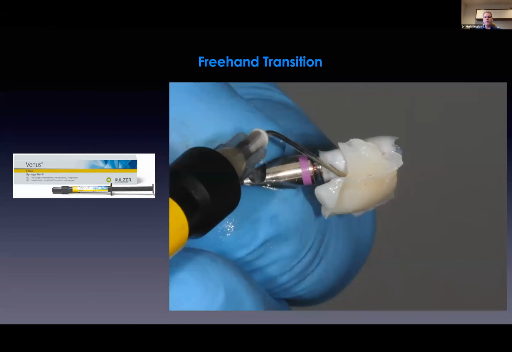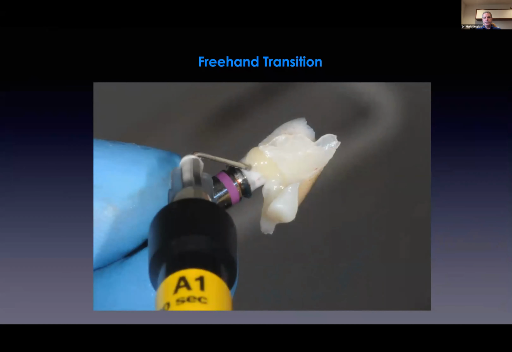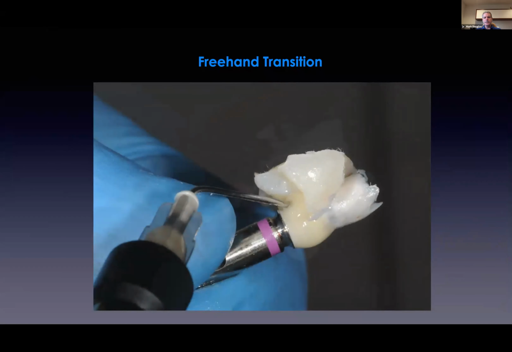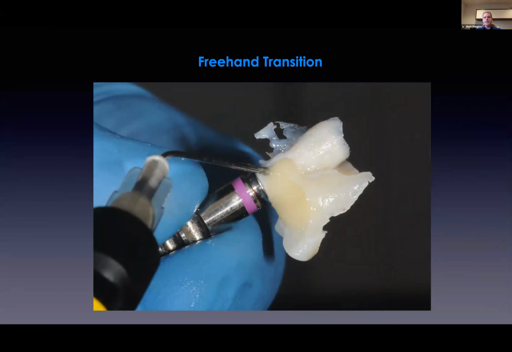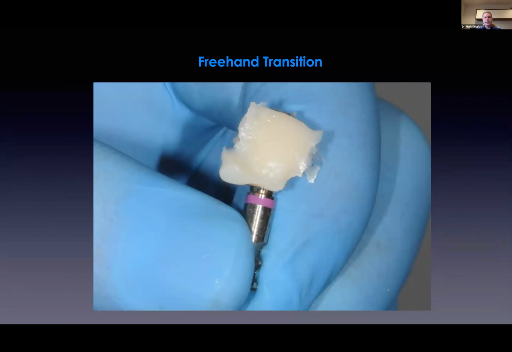And now what we want to do is fill in the gap to do our transition. And so I just used a flowable, any flowable will work, and you want to fill to this little line right here. Continue to fill it all the way around. And now I'm on my second increment, and we're going to cure 40 seconds on each surface. And so that's from the buccal.